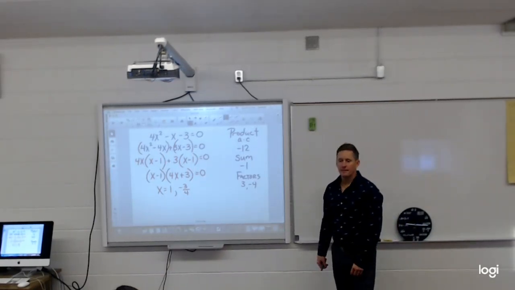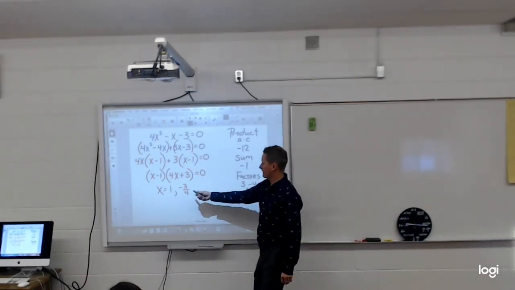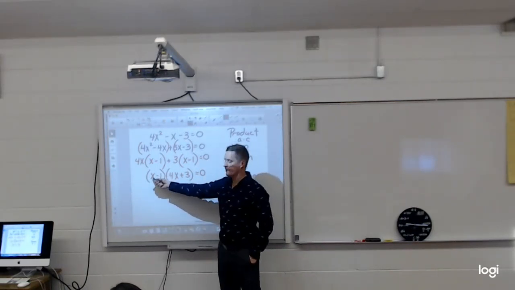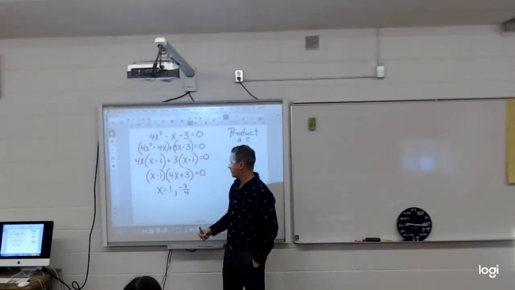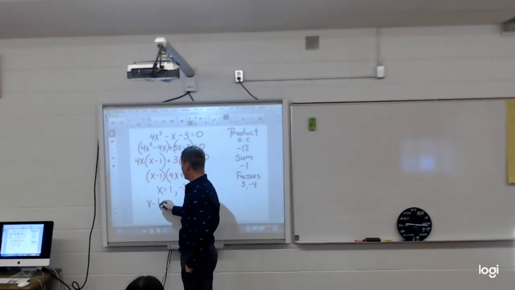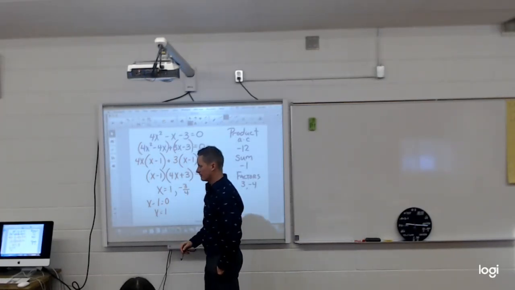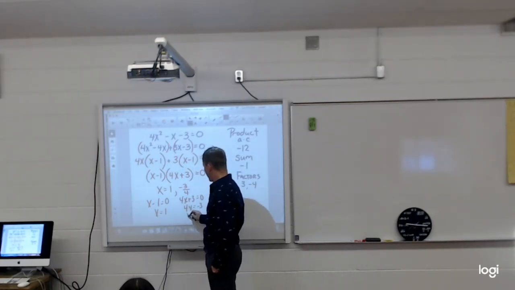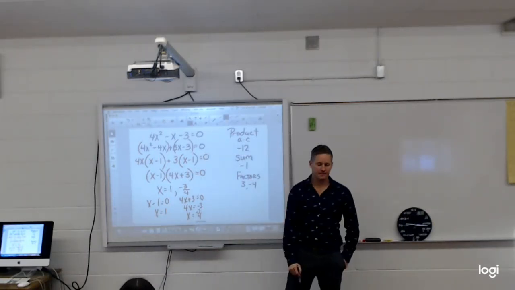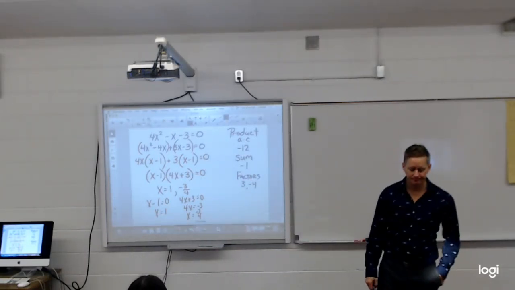Can you please explain how you get that last part? Right here? Yeah. What value of x is going to make this bracket equal 0? Oh, okay. So basically what I do is I go x subtract 1 equals 0, and solve for x, x equals 1, right? And then here I have 4x plus 3 equals 0, 4x equals -3, x equals -3/4. Okay?